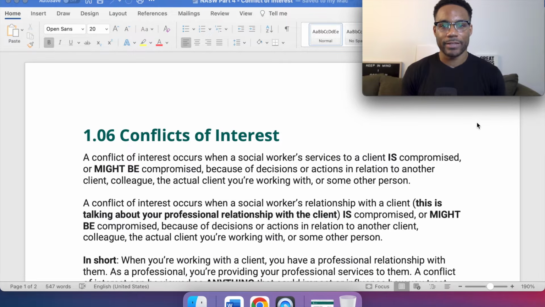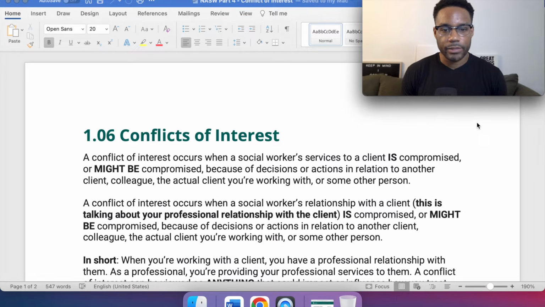Okay, so let's dive into it. A conflict of interest occurs when a social worker's services to a client is compromised or might be compromised because of decisions or actions in relation to another client, colleague, the actual client you're working with, or some other person.